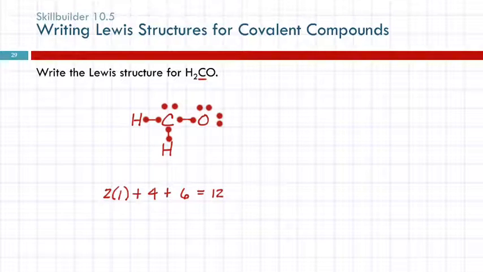Is this a good Lewis structure? Do carbon and oxygen have octets? No. Carbon does, but oxygen doesn't. We've got to make everybody happy. So if I took a lone pair from the oxygen and shared it in here, would that work? No, it wouldn't. Let's try it anyway.